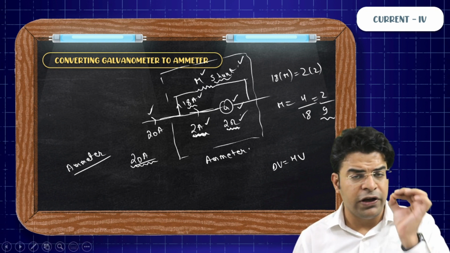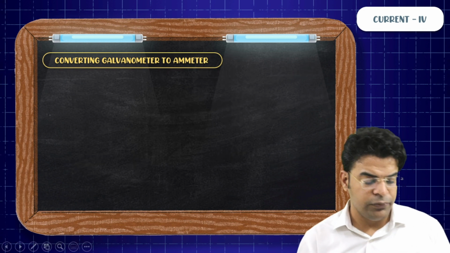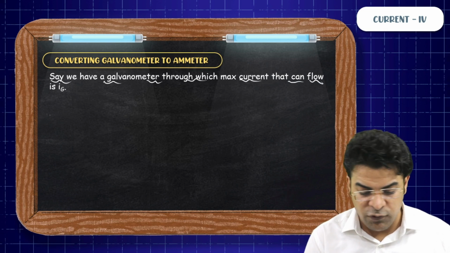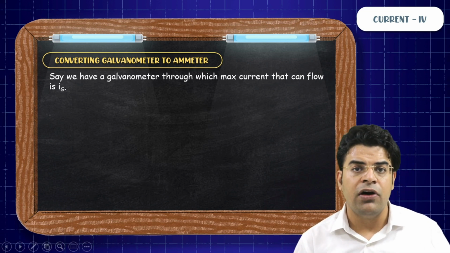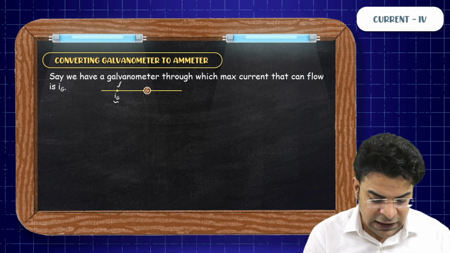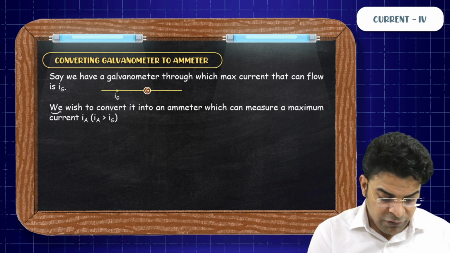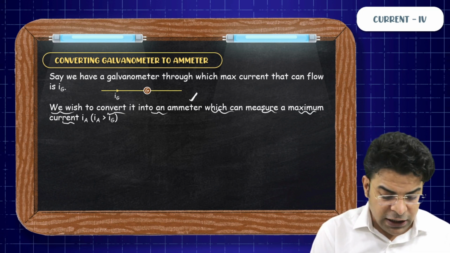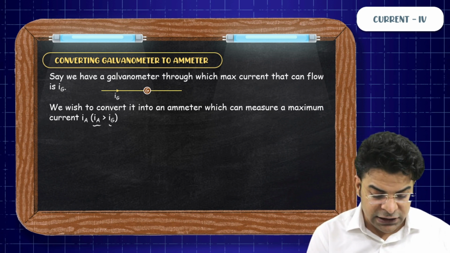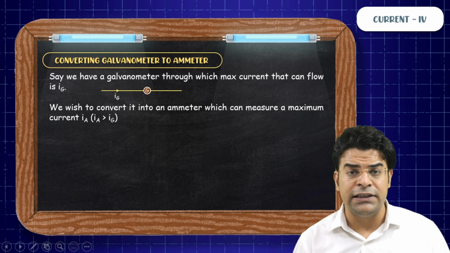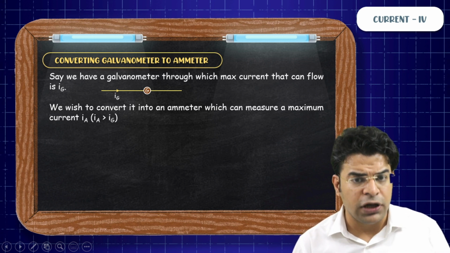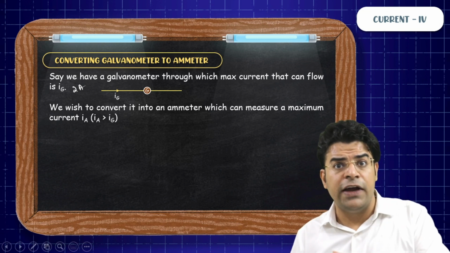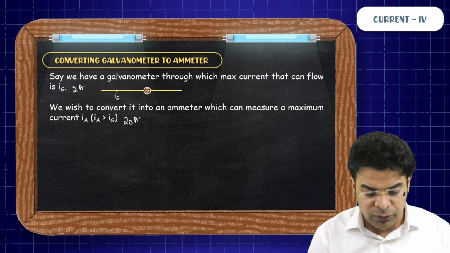So this is how we convert a galvanometer to an ammeter. Say we have a galvanometer through which the maximum current that can flow is Ig. We wish to convert it into an ammeter which can measure a maximum current Ia such that Ia is greater than Ig. Just like in the example, the maximum current that can flow through the galvanometer is 2 ampere, but we need an ammeter which shows full scale deflection when a current of 20 ampere passes through it. So what did we do?